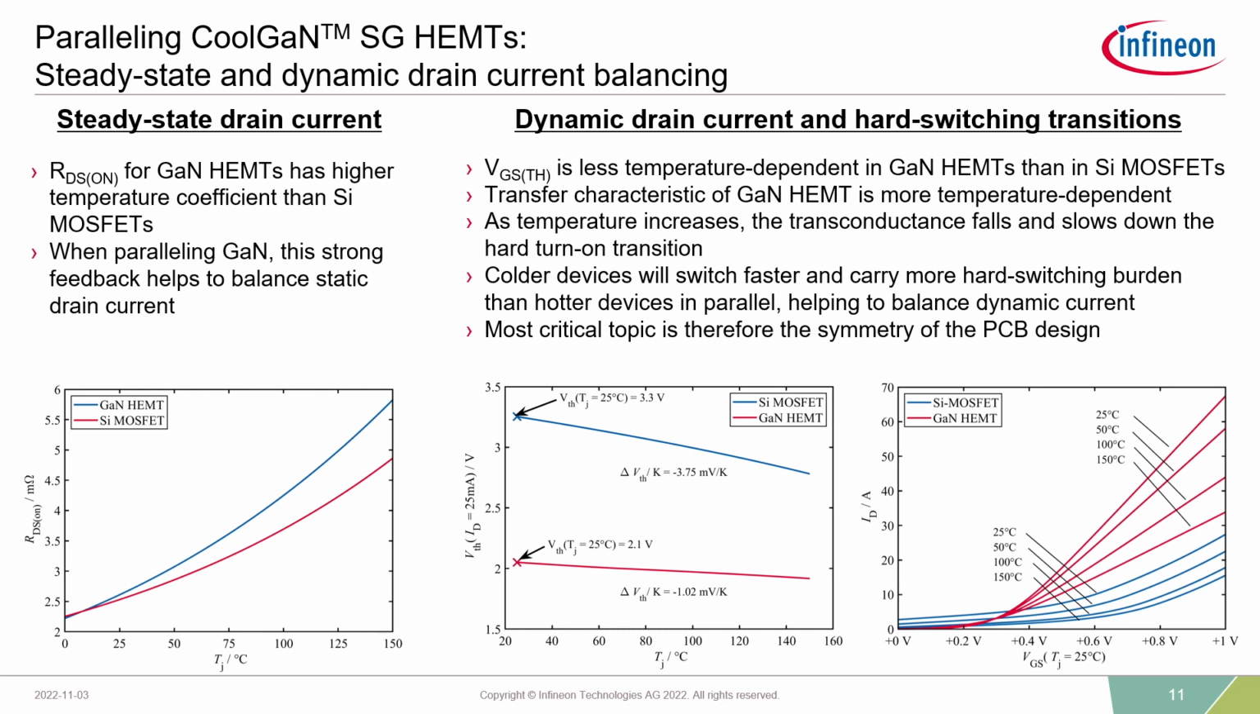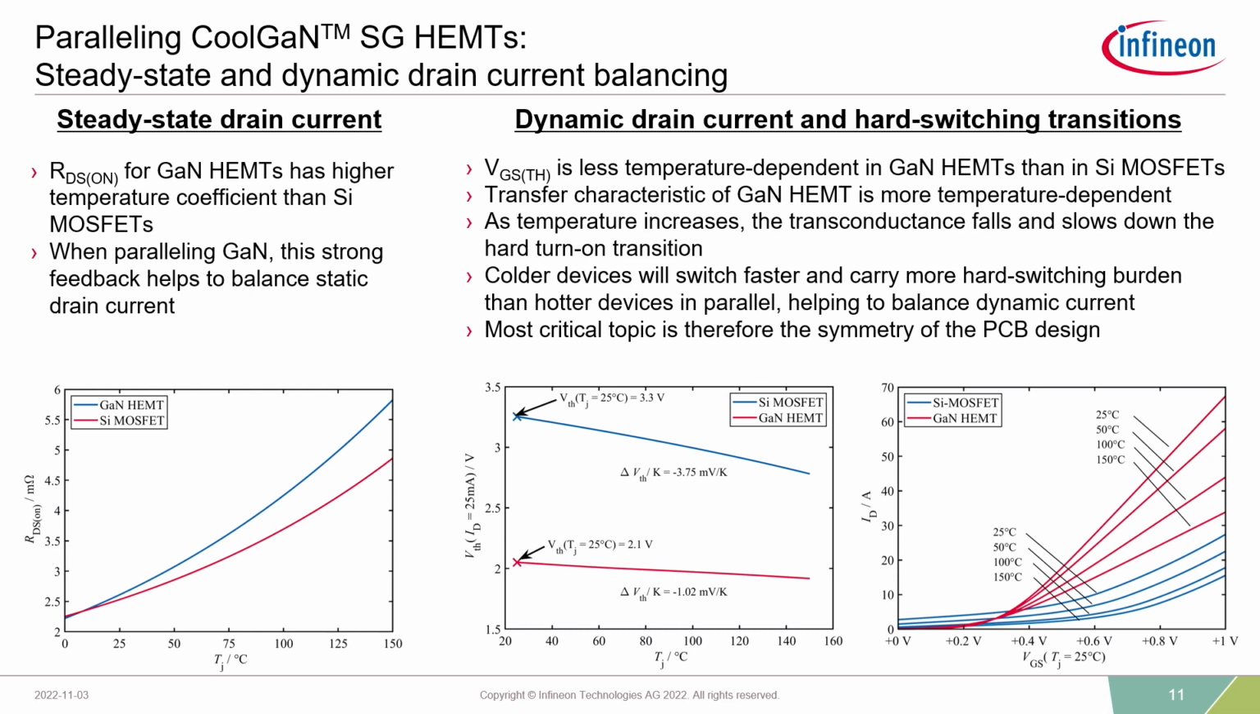Dynamically is a different story. Dynamically, we need to think about the threshold voltage and the transconductance, so just overall the transfer characteristic. What you can see here on the right is that basically compared to silicon, a GaN transistor has nearly zero threshold voltage variation with temperature, so this isn't really a concern. However, the transconductance, the saturation current, is strongly related to temperature in the same way that RDS-on is. This means that dynamically the current is also going to self-balance.